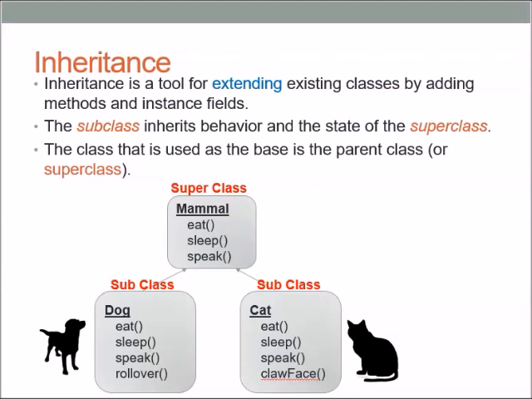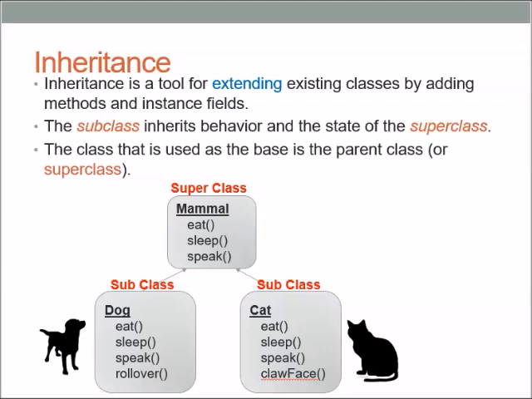So inheritance is a tool for extending existing classes by adding methods and instance fields. So it's a way to not repeat code over and over again. A subclass will inherit all of the behavior and the state of the superclass. So for example, if there was a class of mammals, then maybe that mammal class would have methods like eat, sleep, and speak.